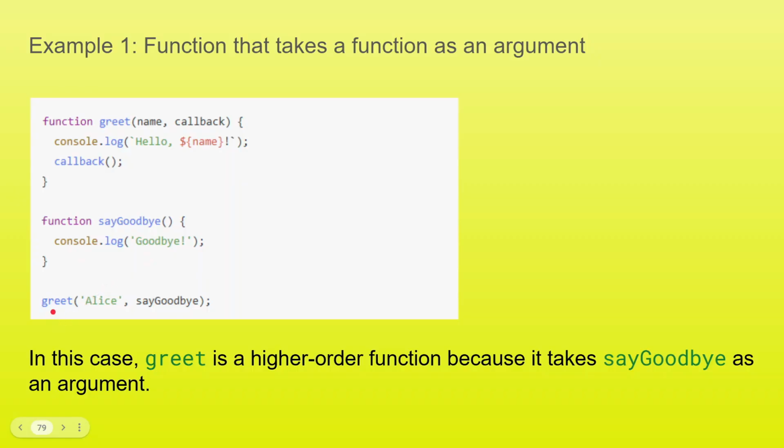So when we call the greet function, in the name place we are assigning Alice, and in the callback we are passing the sayGoodbye function. This is called a higher order function. In this case, greet is a higher order function because it takes sayGoodbye as an argument.